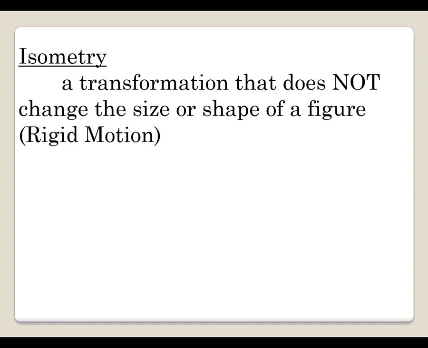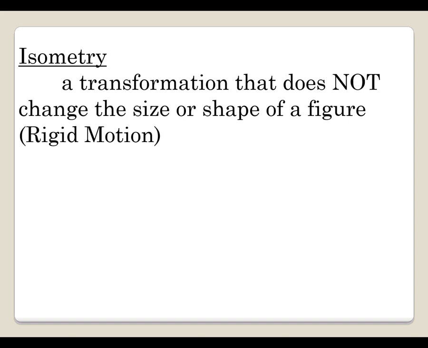But anyway, so an isometry is a transformation that does not change the size or shape of a figure, and this is also called a rigid motion. So when shapes move around and their size and shape remains the same, these types of transformations are special and are called a rigid motion or isometry.